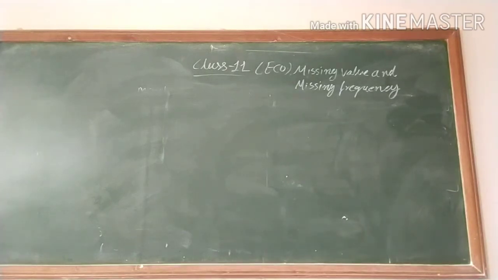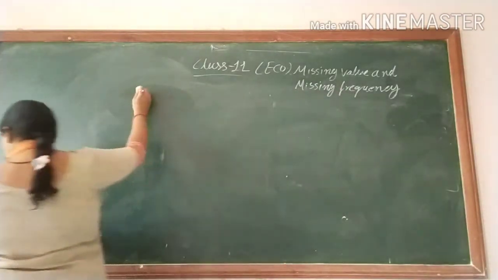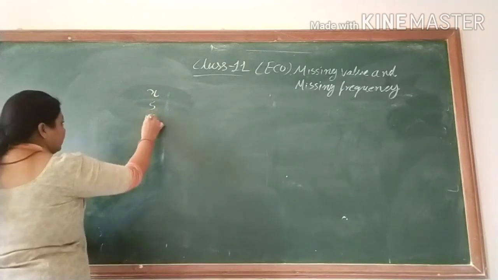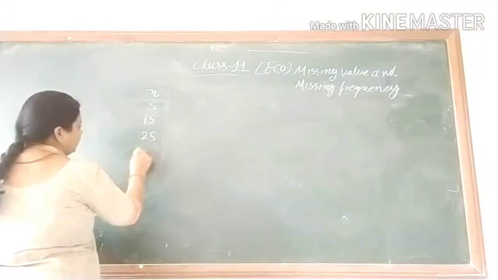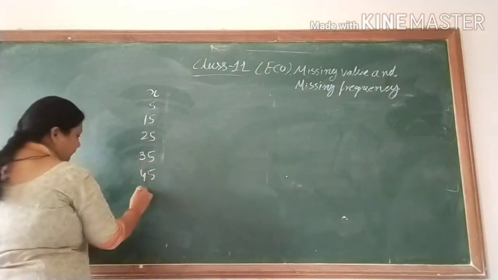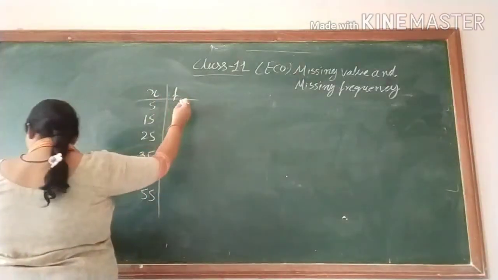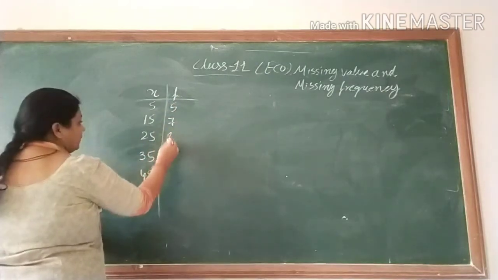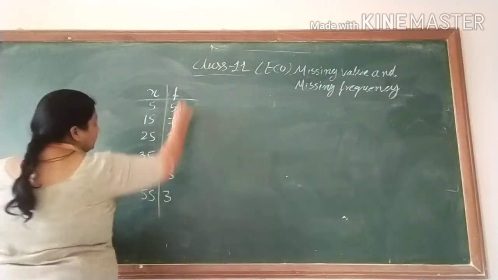Write down the missing frequency sum with the help of the discrete series. So x is given to you, that is 5, 15, 25, 35, 45 and 55. Clear? Now your frequency is given to you, that is 5, 7, question mark, 18, 5 and 3.